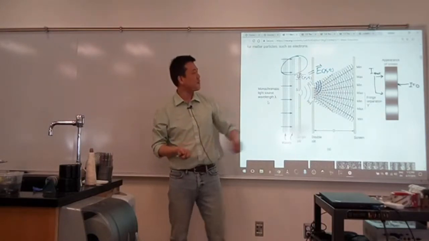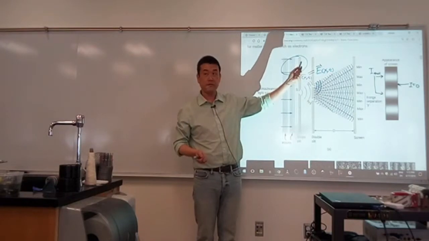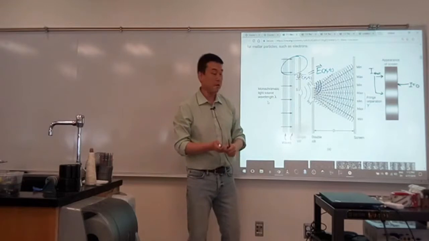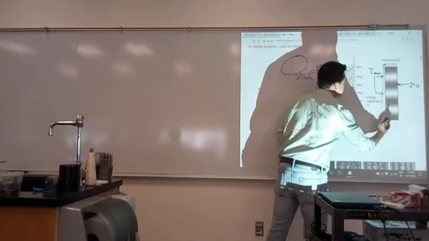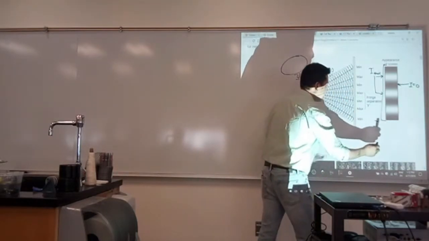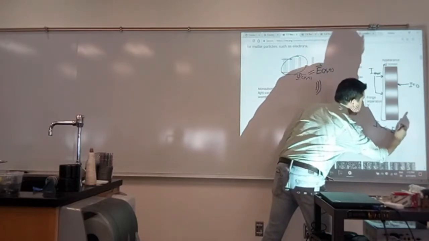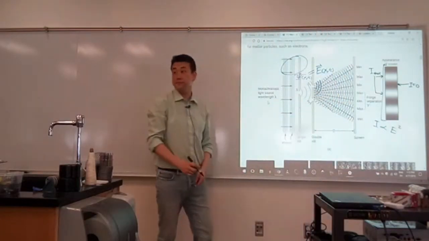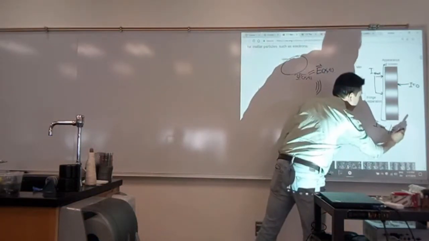Is the intensity ever negative? Why isn't that negative? I know electric field oscillates from positive to negative. Because it's a square, right? You guys remember from what we did in optics that this intensity function is proportional to the electric field squared. Or if you want to be a little bit pedantic, absolute value of electric field squared.